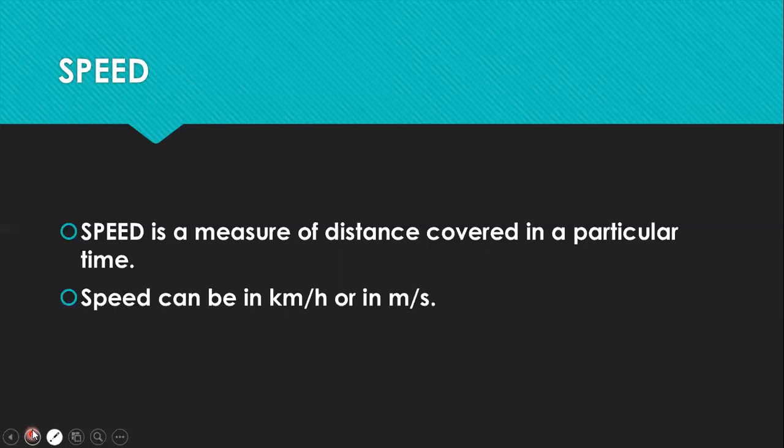If you can cover 200 meters in 20 seconds, then 200 meters is your distance and your time is 20 seconds. If you divide 200 meters by 20 seconds, it will give you 10 meters per second. So your speed will be 10 meters per second. That is why speed is always calculated in kilometers per hour, meaning how many kilometers you have covered in 1 hour, or in meters per second, meaning how many meters you have covered in 1 second.